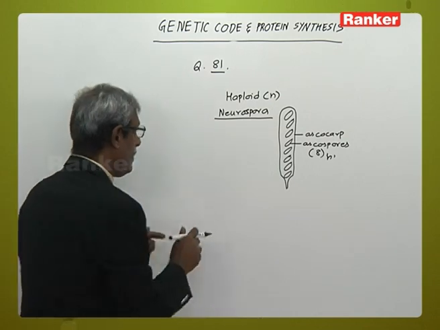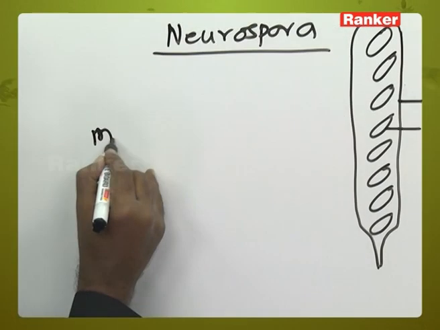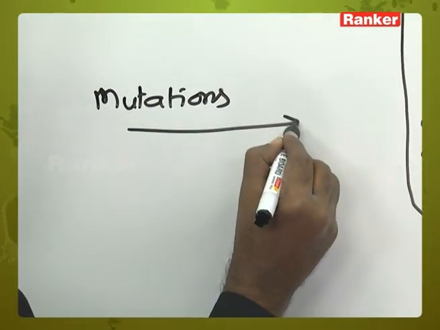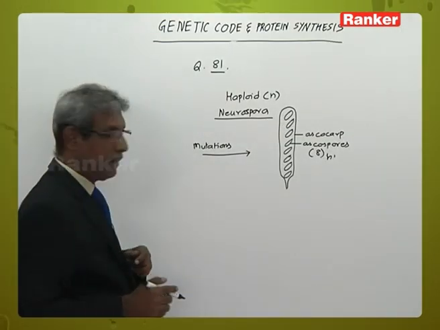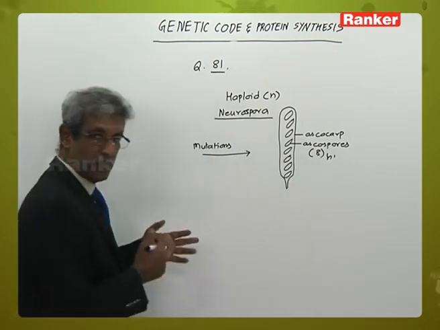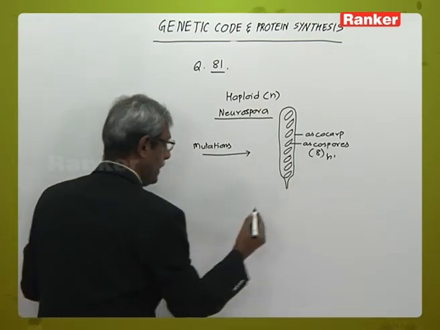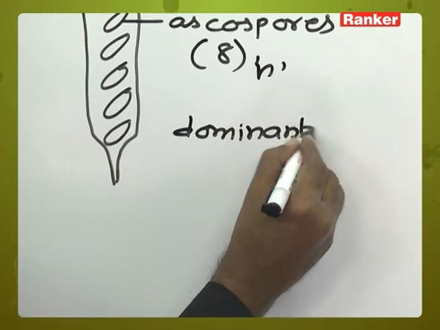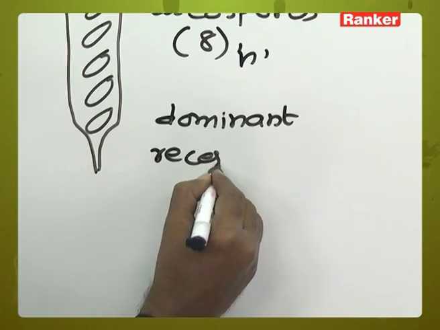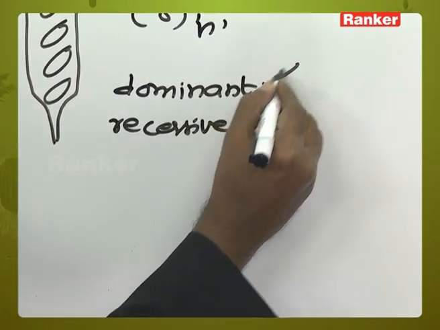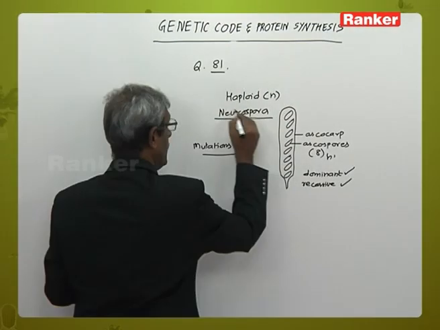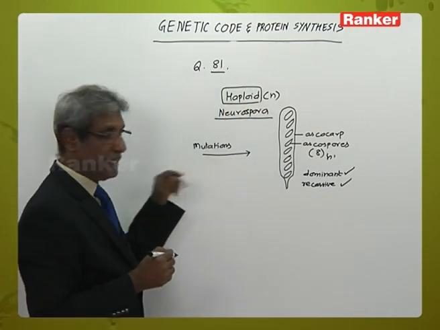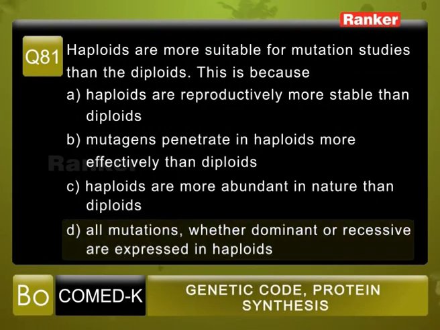Now, whenever mutations occur, haploids always express themselves either in the dominant condition or as recessive condition. Whether it is dominant or recessive, it is always expressed, as it is only haploid. Hence, they are used for mutation studies. The answer is D.